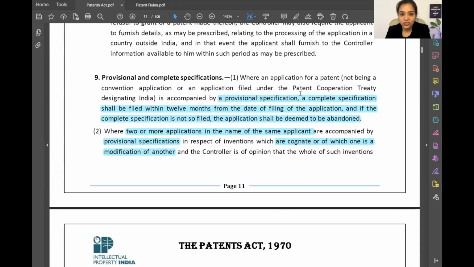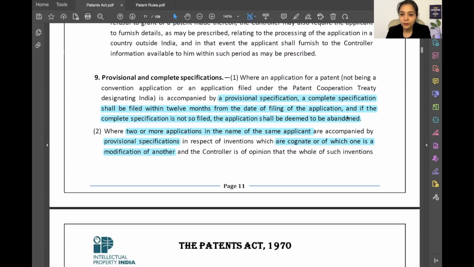According to section 9 of the Patents Act, section 9 discloses provisional and complete specifications. Subsection 1 says where an application for a patent, not being a convention application or an application filed under the PCT designating India, is accompanied by a provisional specification, a complete specification shall be filed within 12 months from the date of filing of the application. And if the complete specification is not filed, the application shall be deemed to be abandoned.